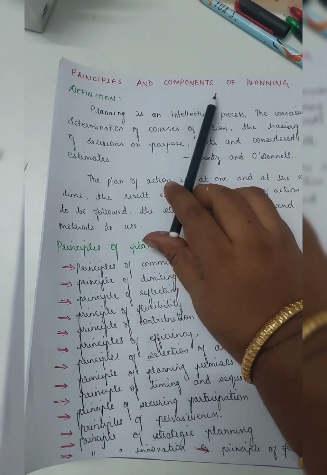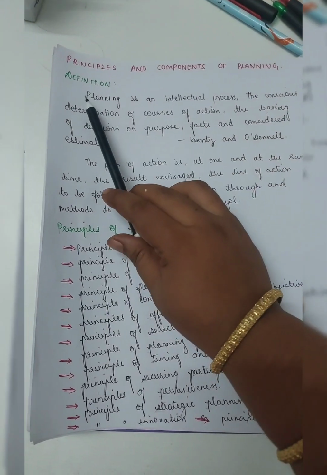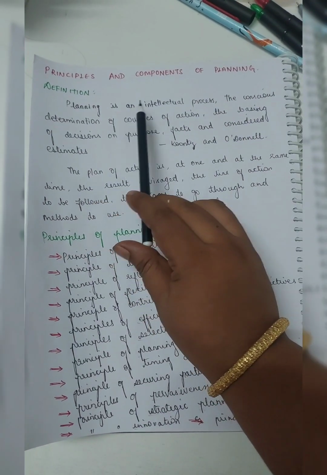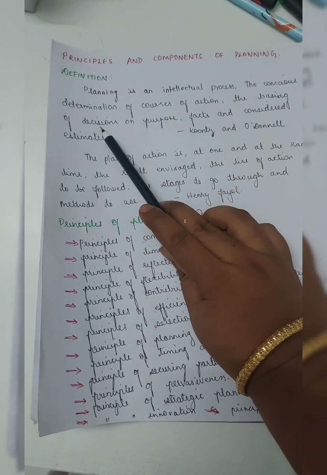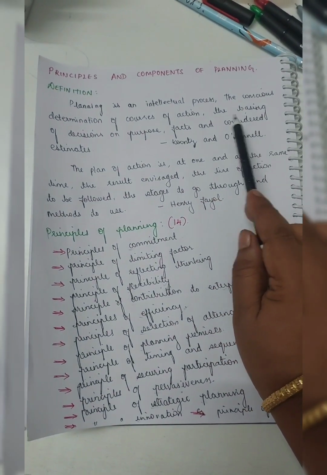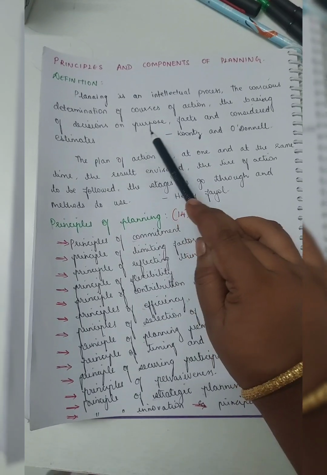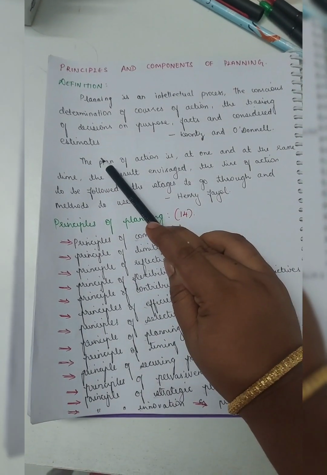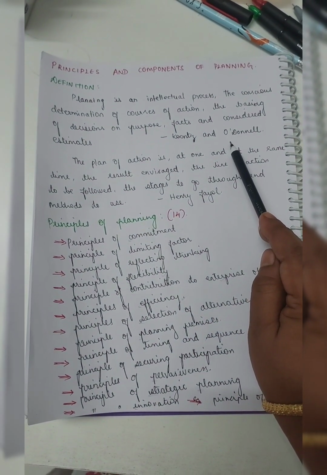Principles and components of planning. Definition: planning is an intellectual process, the conscious determination of courses of action, the basing of decisions on purpose, facts, and considered estimates.